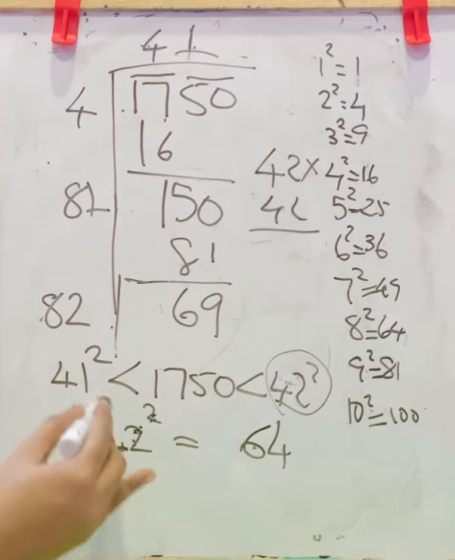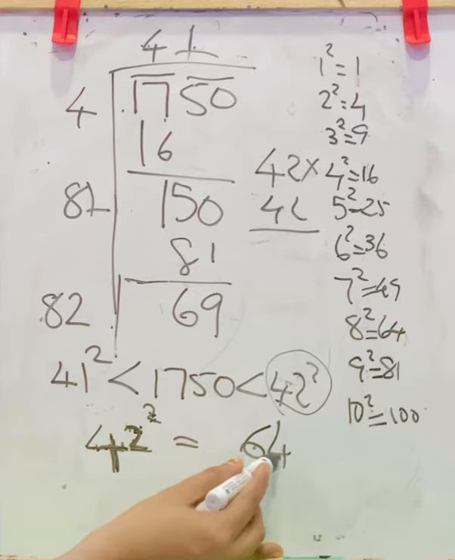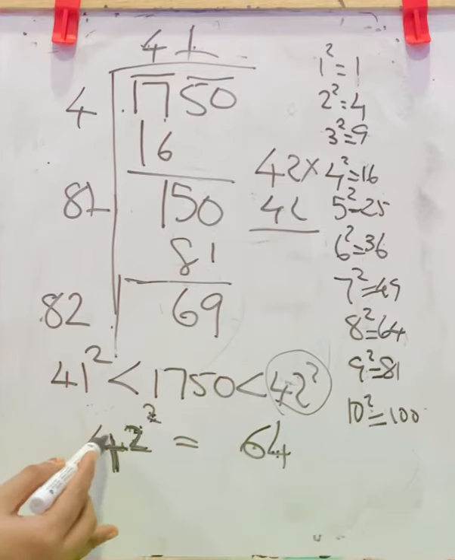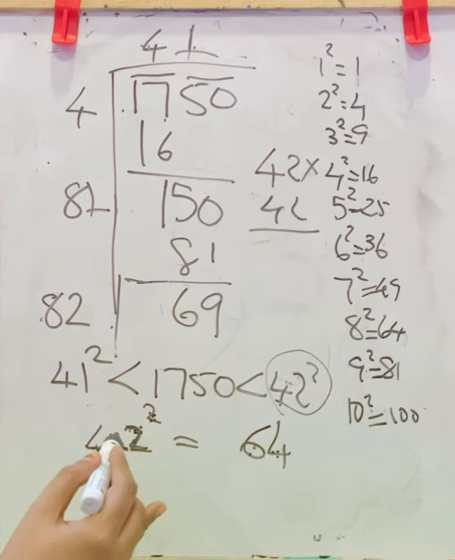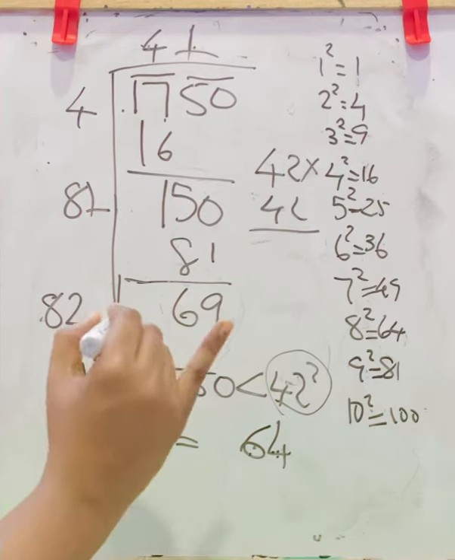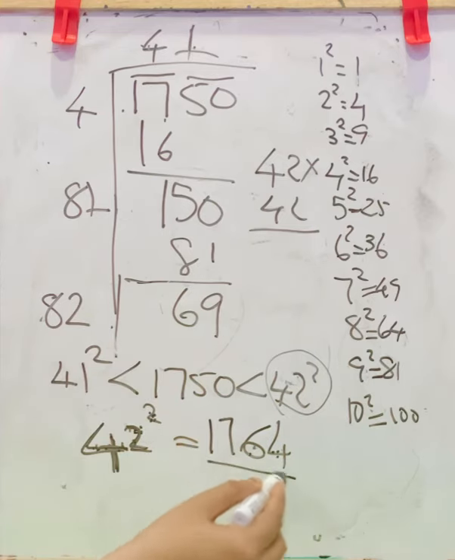Next is 4 square. First we find 2 square and write 4 here. Then multiply all the digits here. 2 into 2 into 4, that is 16. Balance is 1. Now 4 square. 4 square is 16, plus 1 is 17. 1764.